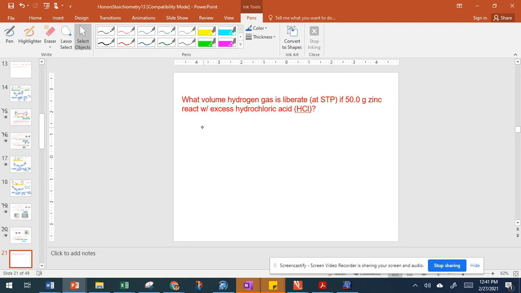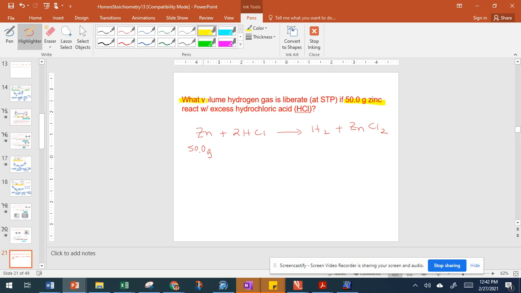So we have zinc. I think we did this reaction last class. We have zinc reacting with HCl. Remember, this is single replacement where hydrogen gas is released. And then we have ZnCl2. So remember, to balance it, we just needed a 2 here. So we have 50 grams of zinc. So that is our known.